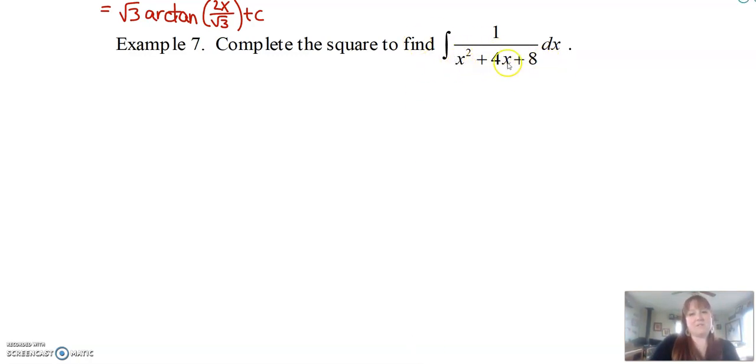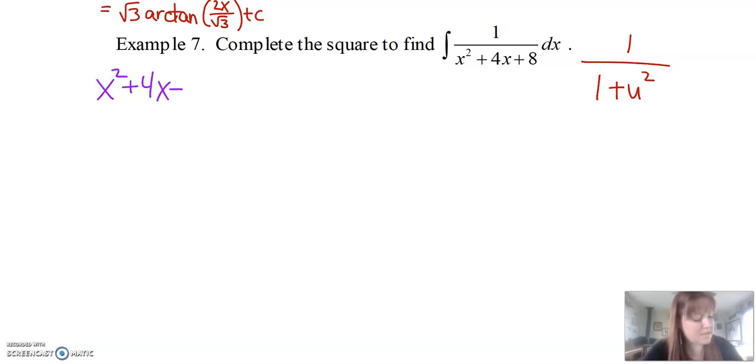I can't factor this into a perfect square, and I want it to be a perfect square because I want it to be in the form 1 over 1 plus u squared, because I want to be able to do tangent, arctangent. So we're going to use completing the square so that we can get something squared right here and then use arctangent. Okay, so first things first, let's complete this square. So x squared plus 4x plus 8.